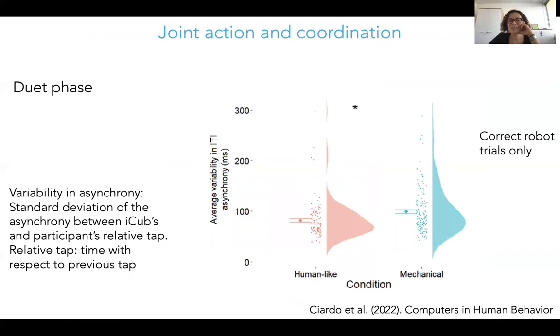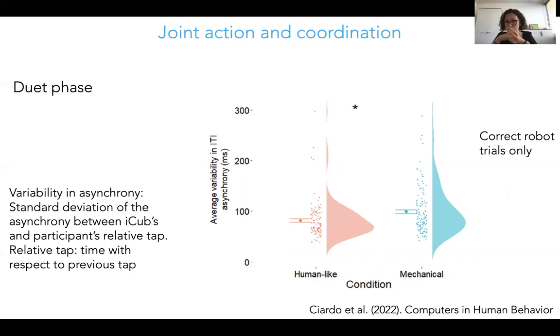And just as a side remark, because I find it very fascinating, this is not so much related to intentional stance, but I wanted to mention it to you. We looked at other behavioral markers of, let's say, social interaction among participants. One of them is variability in behavior. So we looked at participants' temporal variability between their taps. And what we observed is that in the human-like condition, they decreased variability.